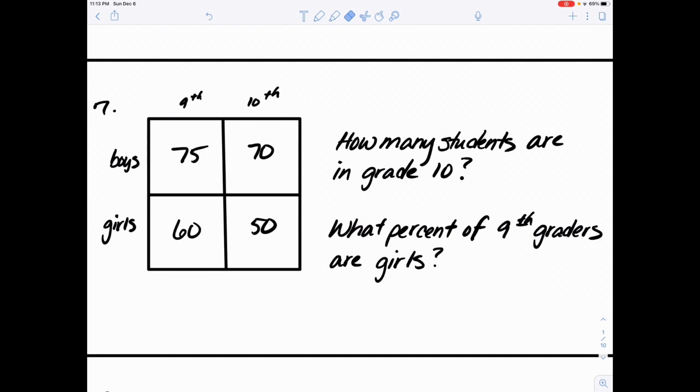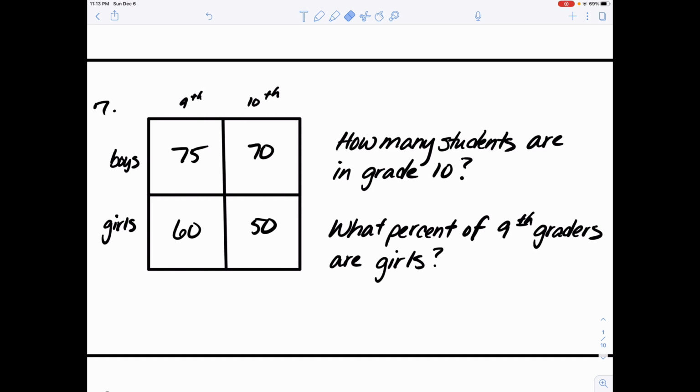Question number 7 gives us a table of values and an X and a Y axis that are labeled 9th and 10th graders and then boys or girls. The question says, how many students are in grade 10 and what percent of 9th graders are girls? Sometimes this is called a two-way table or a two-way frequency table, and you just have to really look at the data that's provided to you and what question's being asked.